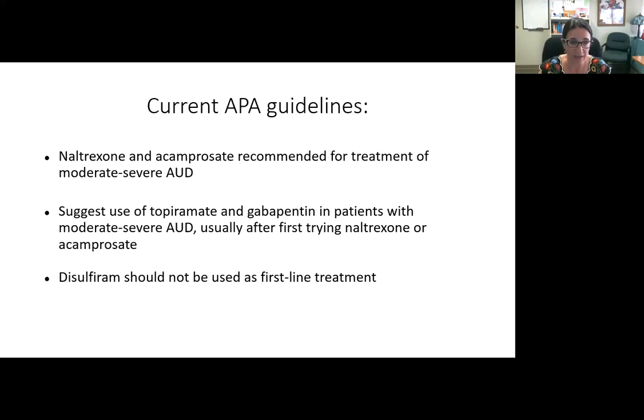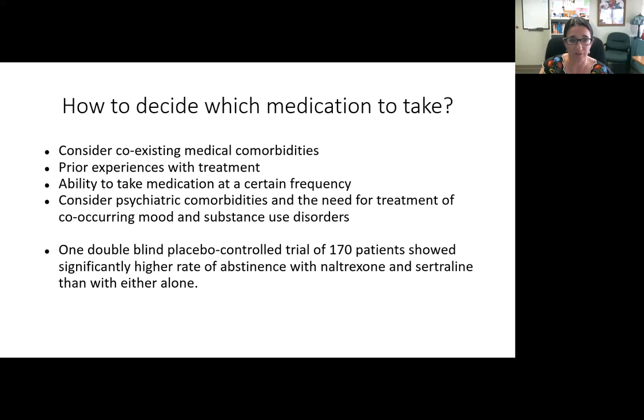So the current APA guidelines are that naltrexone or acamprosate would be first line for treatment of moderate to severe AUD. They suggest the use of topiramate and gabapentin in patients who have AUD, but usually after first trying naltrexone or acamprosate, and they may be combined with one of those if needed. And disulfiram should not be first-line treatment.